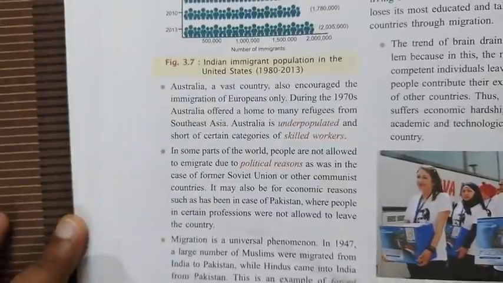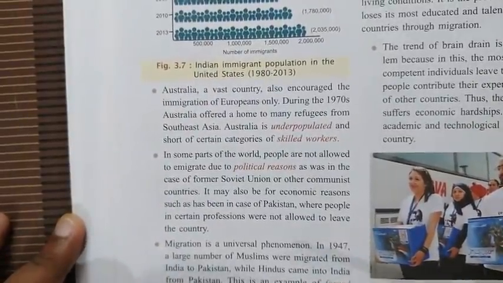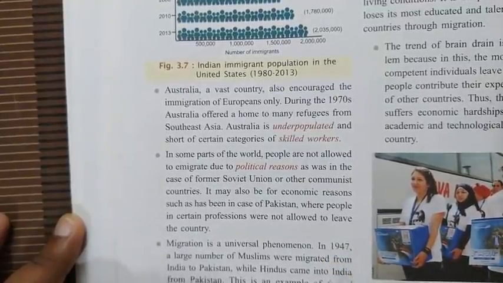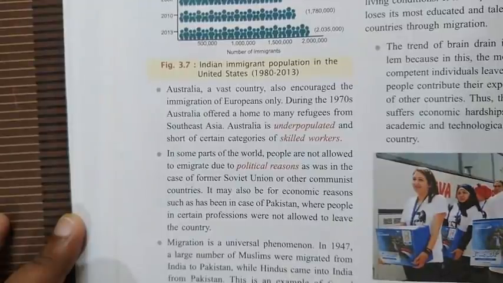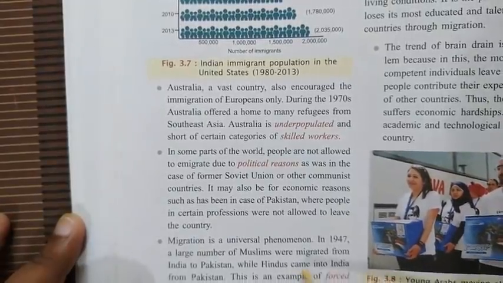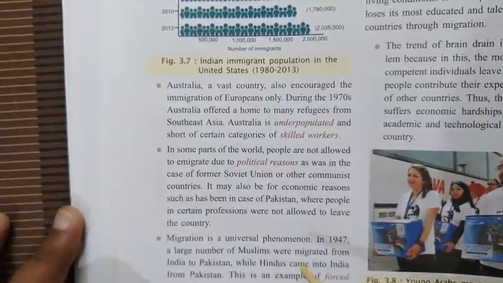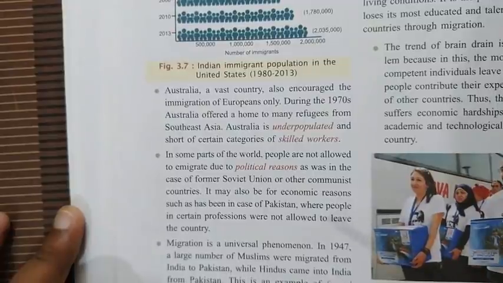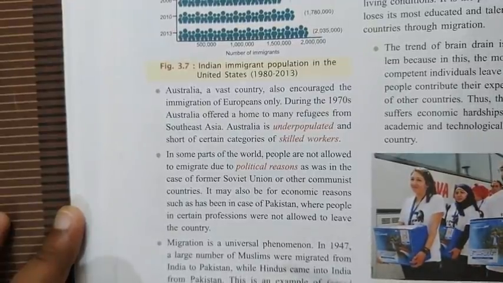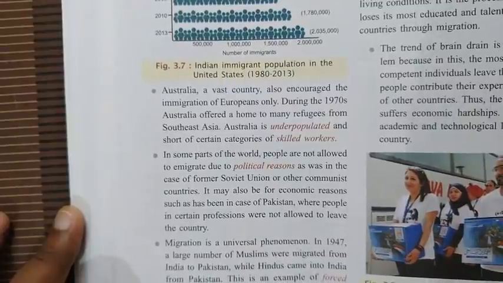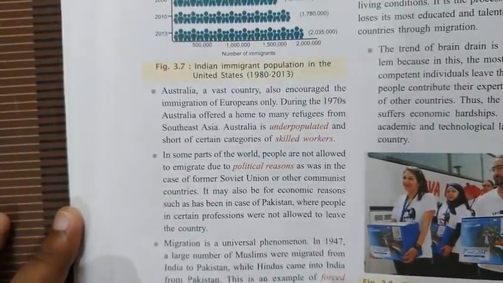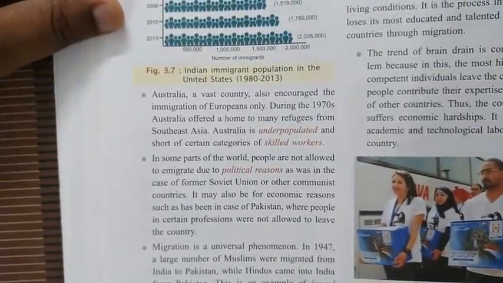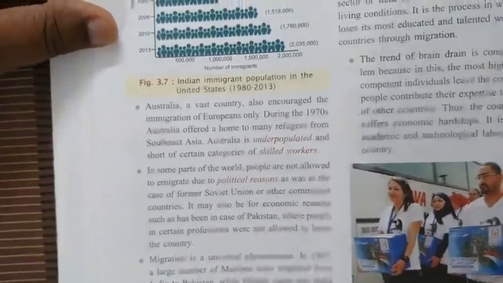Another example: the migration we have seen in 1947. In 1947, what happened when Pakistan and India were separated? A large number of Muslims from India migrated to Pakistan. In the same way, a large number of Hindus migrated to India. Now this is also known as forced migration. Usually they don't want to migrate, but they have to migrate, and this is an example of forced migration.